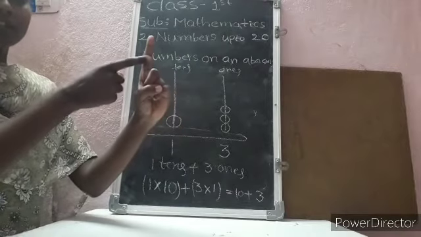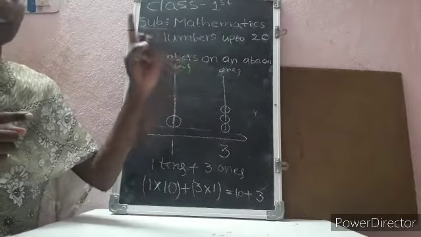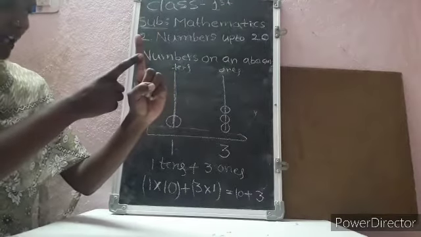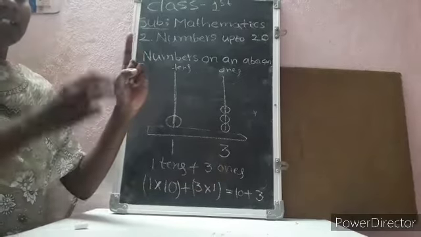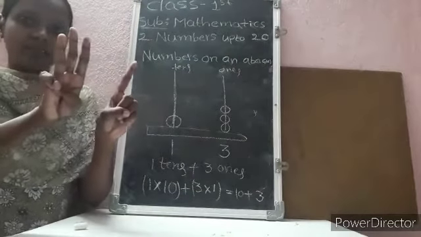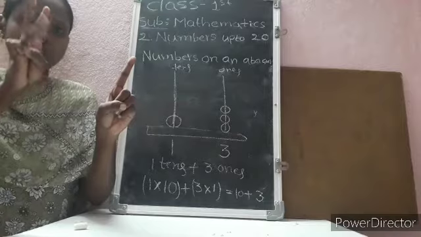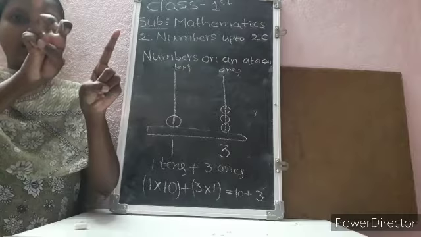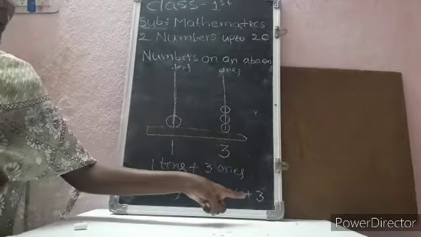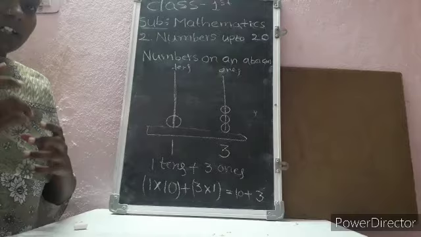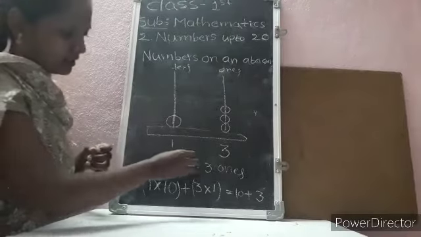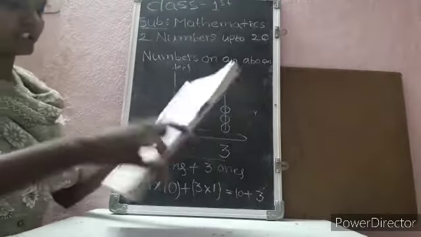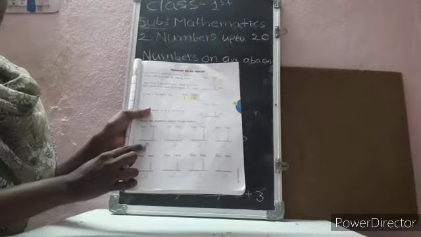What is the value of this finger, my left hand's ring finger? 10. And next place 3. 1, 2, 3. So combine these: 10, 11, 12, 13. So what is the value? 13. Here it is already given, the answer is 13. See my dear students, in your textbook, here is 13 in the circle.